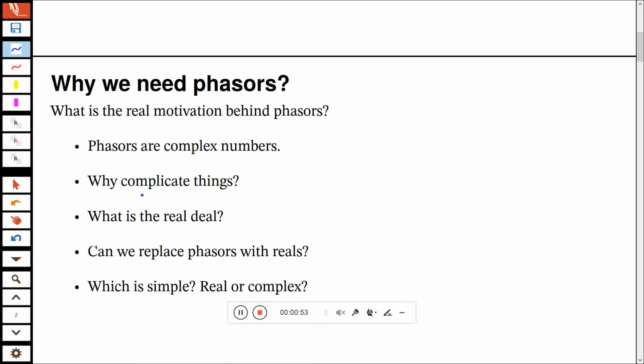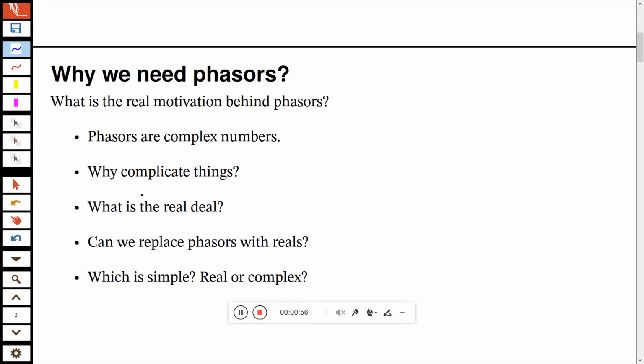So let's start by asking these questions. Why should we bother? Everyone knows that phasors are complex numbers. Because you associate complex numbers with complications, why should we complicate things? And what is the real deal? Actually, what is going on behind the scene? And can we replace these phasors with reals? So what is simple and what is complex? What do we gain by using complex numbers instead of reals? So let's try to answer these questions.